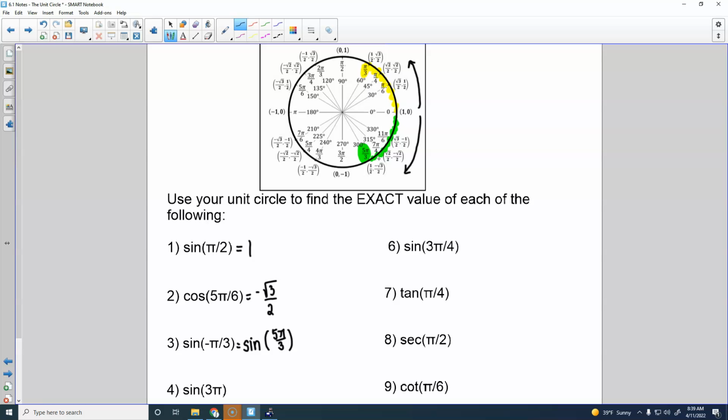Another way that you can do this, if visualizing it doesn't work for you: how many radians are there in one full rotation of the circle?